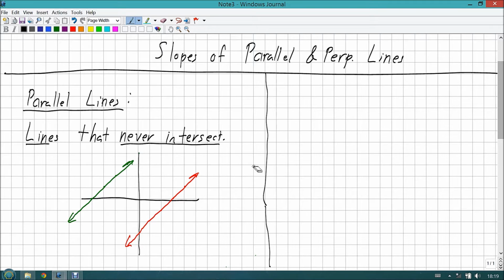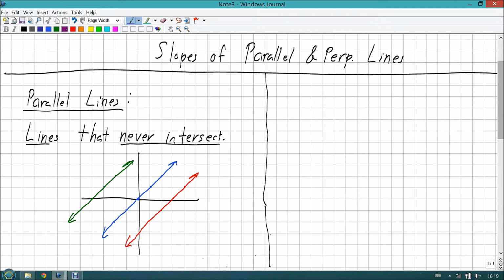So what about this blue line right here? Okay, so green and red are parallel. What about blue? Is blue parallel to green? Well, that answer would be yes. And is blue parallel to red? Yes. So we have three parallel lines.